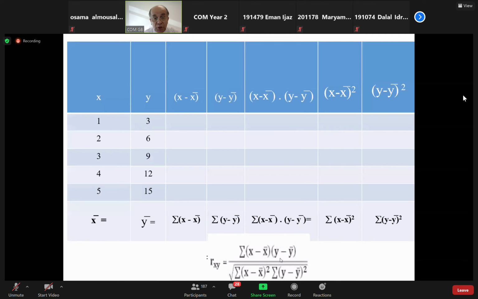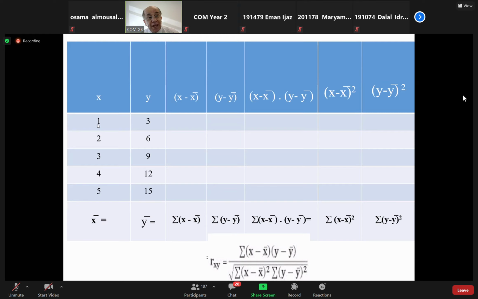And let me show you how we do it. These are x and y. I have two variables, x and y. X is 1, 2, 3, 4, 5. Y is 3, 6, 9, 12, and 15. The question is calculate the coefficient. Look at the equation here. What is the equation? Sum of x minus x bar. This is x minus x bar.